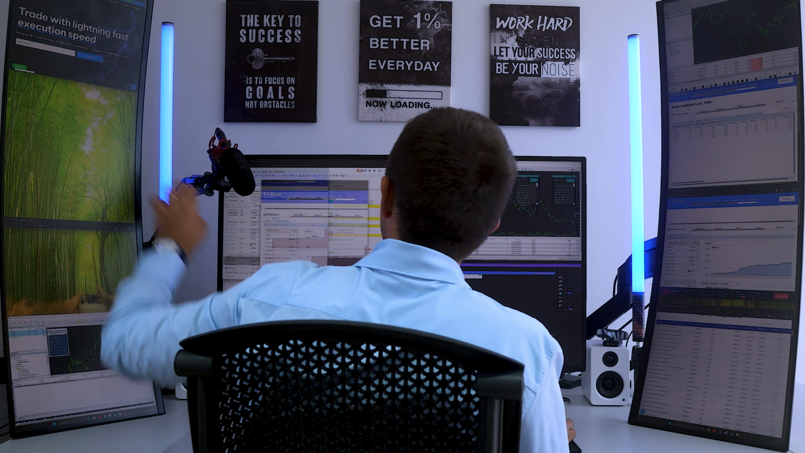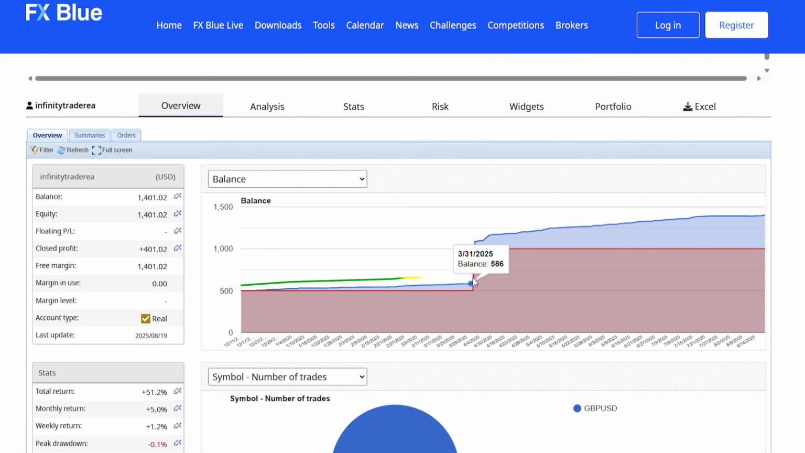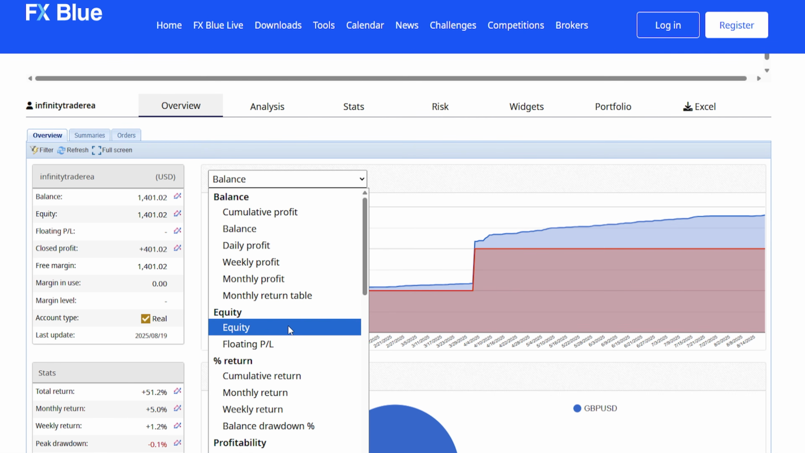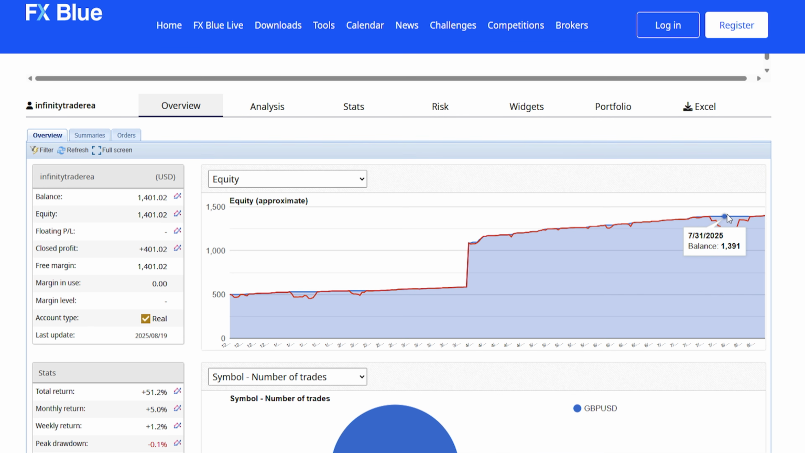I also have the track record right in here, and you will see what a smooth equity line we have. First on the $500 account, then when I increased it to 1000, again the equity is smooth. If I show you the equity, I had only one bigger drawdown. The equity dropped from 1390 down to 1161, but overall the equity stays really close to the balance line.